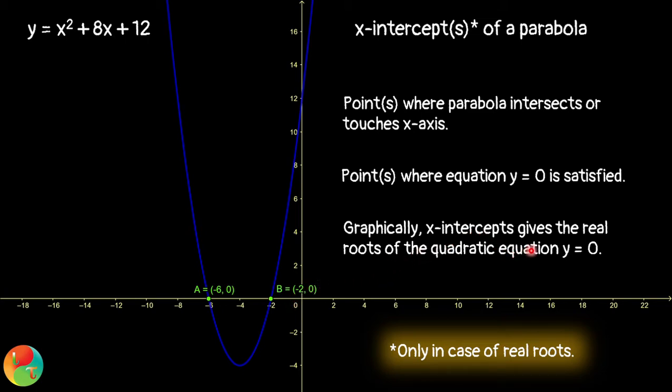Graphically, x-intercepts give the real roots of the quadratic equation y is equal to 0. So when you write x square plus 8x plus 12 is equal to 0, that is a quadratic equation, you'll get two real roots, that is x is equal to minus 6 and x is equal to minus 2. So graphically, x-intercepts give the real roots of the quadratic equation y is equal to 0.